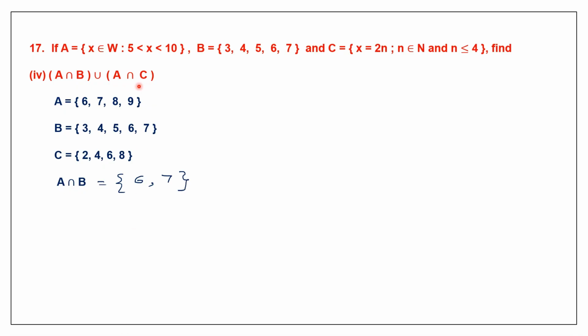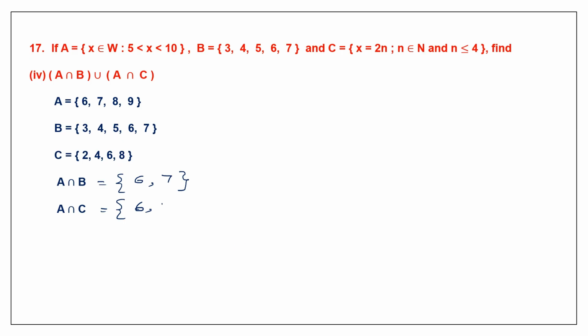Now let's find A intersection C. That means we're going to look at the elements of A and the elements of C and pick out the common elements. So let's pick out the common elements from A and C. So here we have 6. In C also we have 6. So let's write that. So we have 6 there. Then we have 7, which we don't have in C. Then we have 8, which is common.